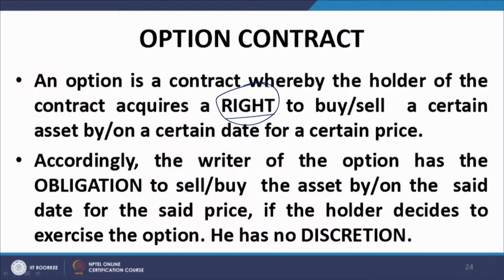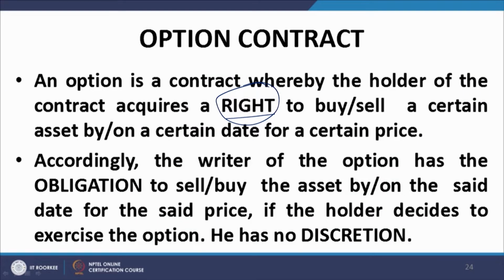So, an option is a contract whereby the holder of the contract acquires a right to buy or sell a certain asset by or on a certain date for a certain price. Accordingly, the first party is said to be the holder of the option, the second party is said to be the writer of the option. The first party is said to be long in the option, the second party is said to be short in the option. The first party is said to have bought the option, the second party is said to have sold the option. Accordingly, the writer of the option has the obligation. So, this is the important word.